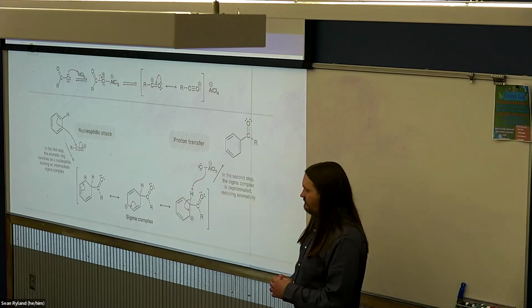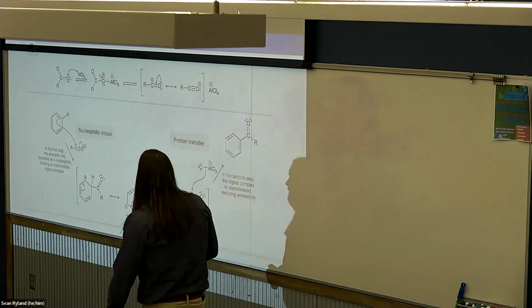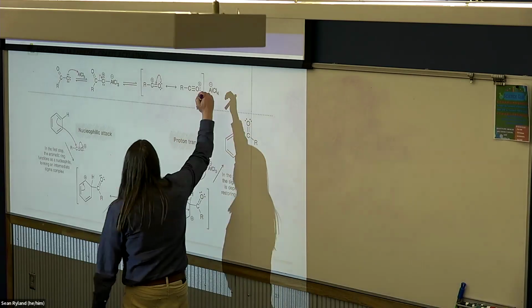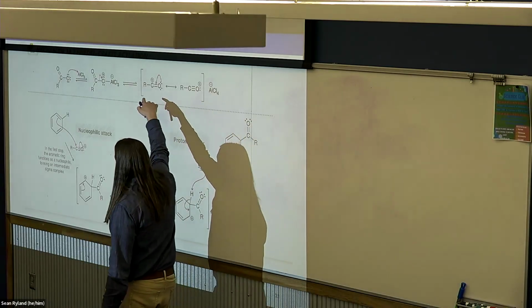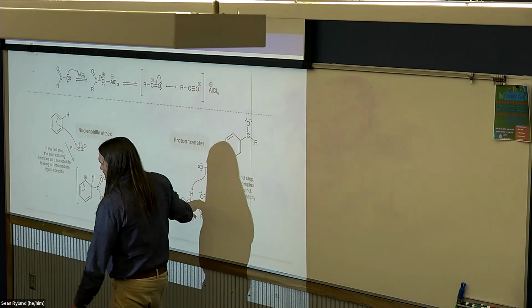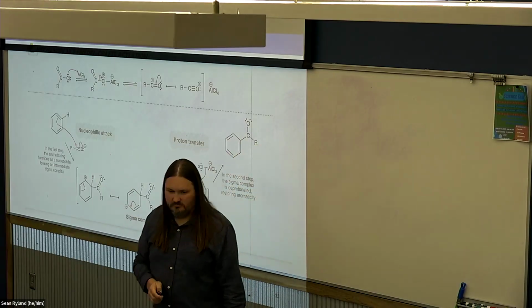So the top is step one and the bottom is step two. Exactly. The top is generating the electrophile, and then the bottom is our regular electrophilic substitution.